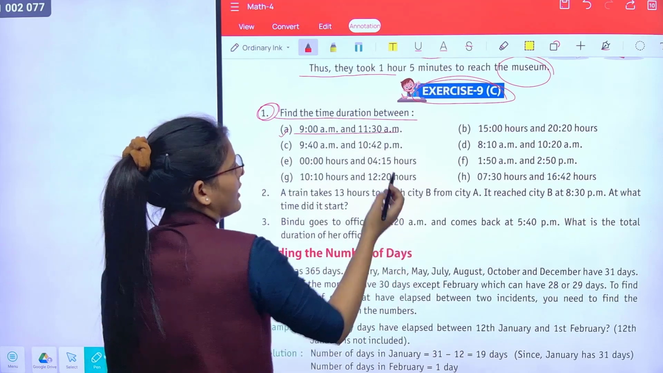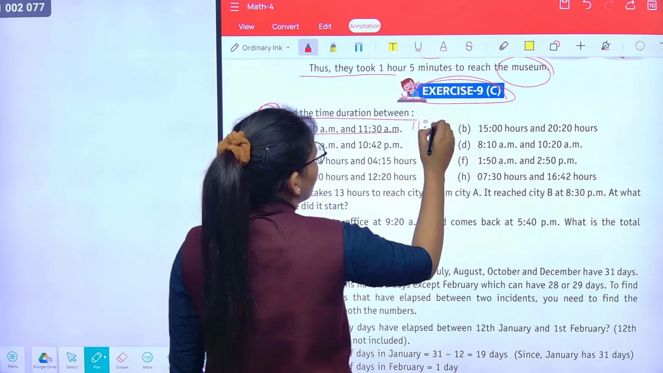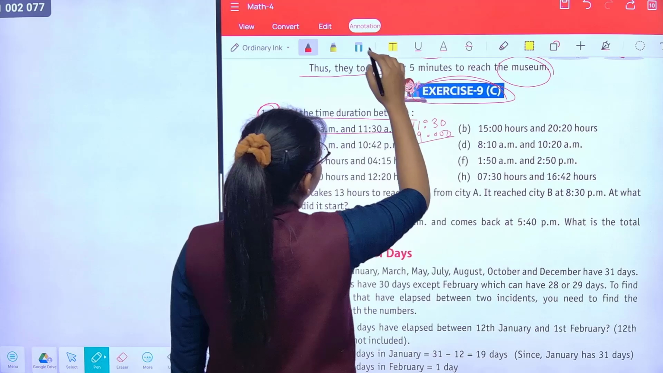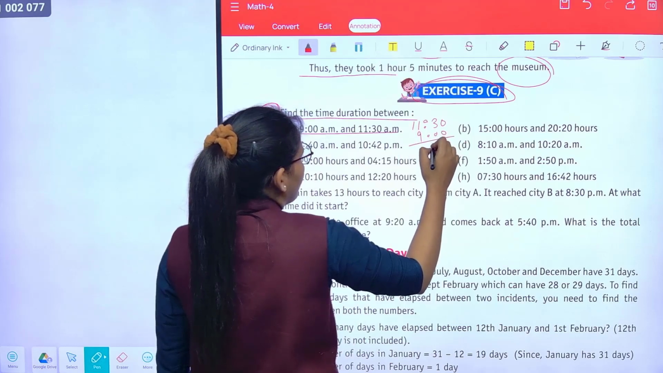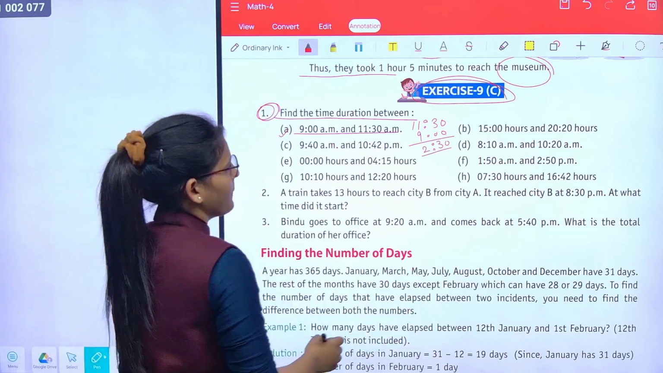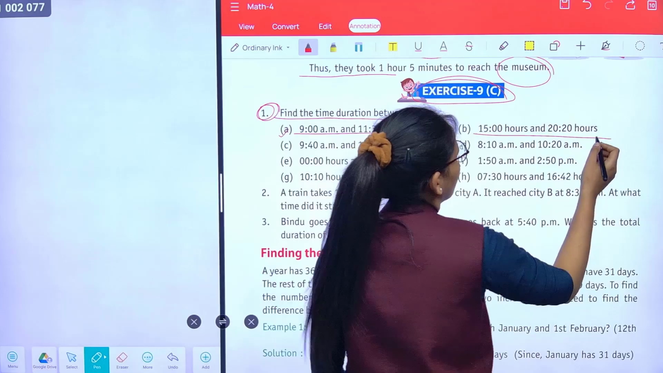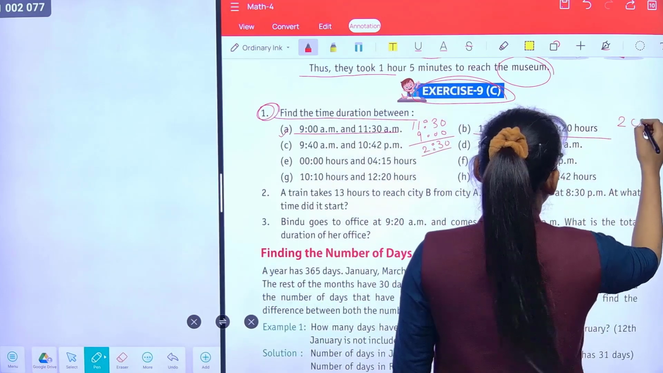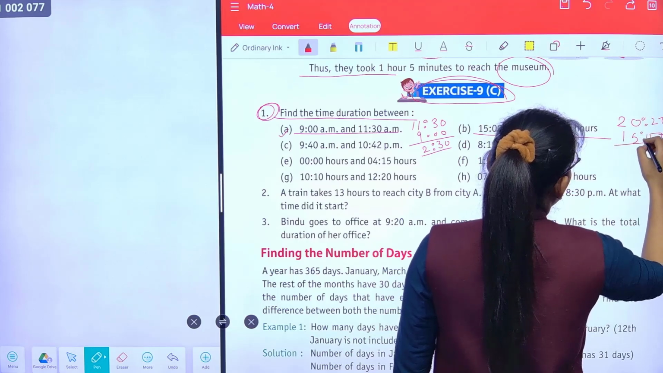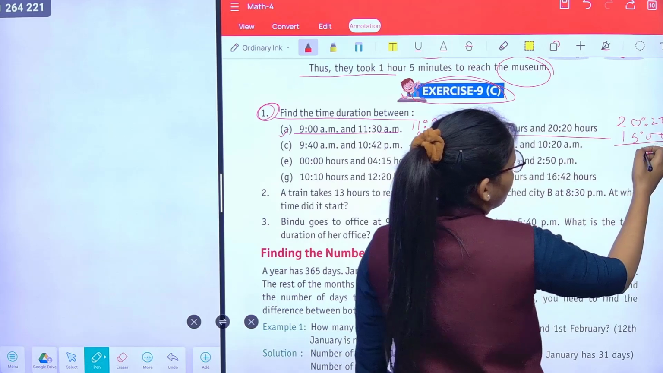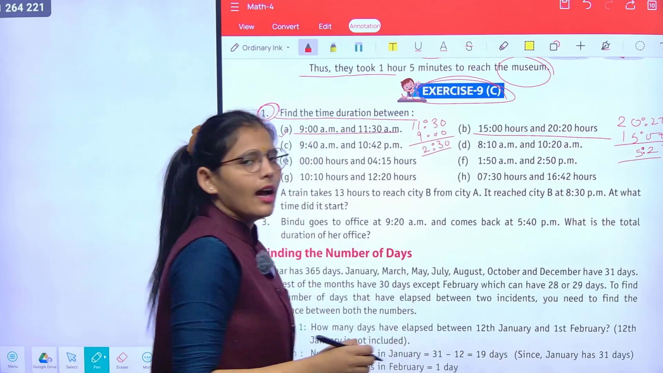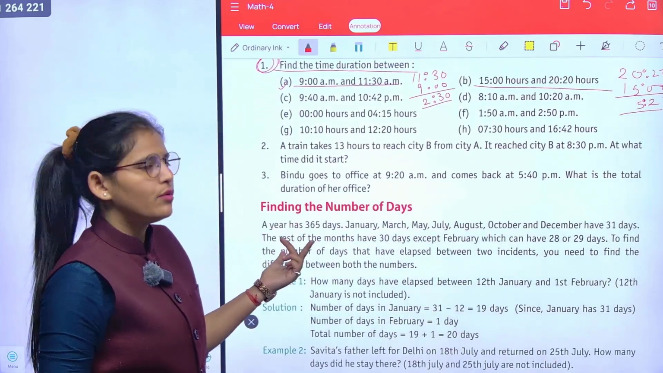And 11:30 a.m. So class, what will we do, we will subtract 11:30 a.m. and 9 a.m. So class, 30, and 11 minus 9, that is 2. So 2:30 a.m. Now 15, 12, 20, 15. So class, 20, 10 minus 5, 5. So it is 5 hours 20 minutes. Understand class? Rest of the parts do yourself.